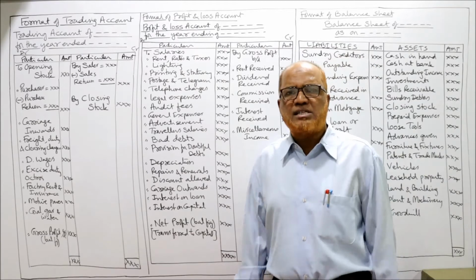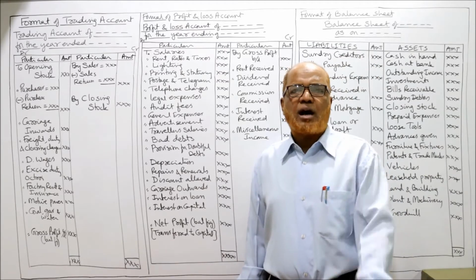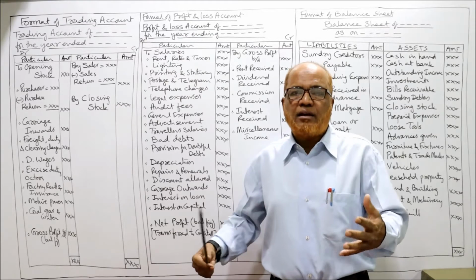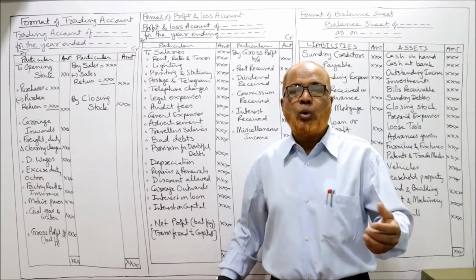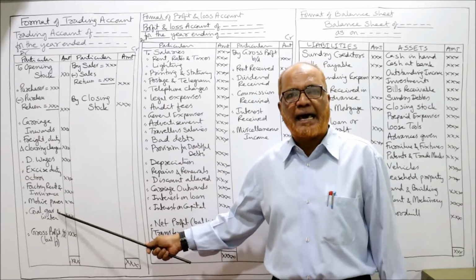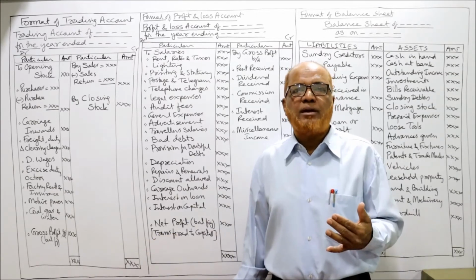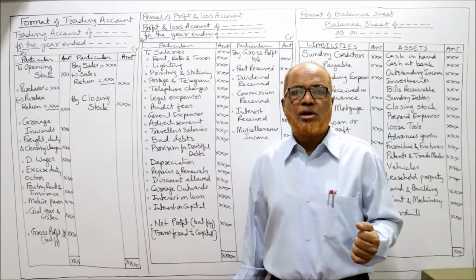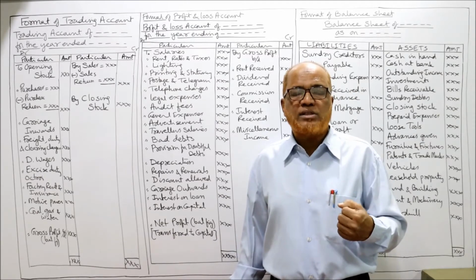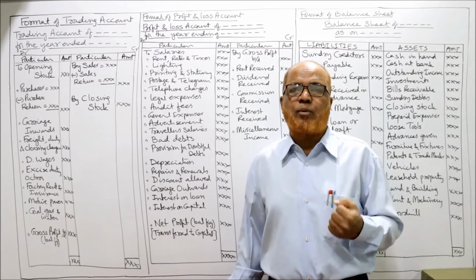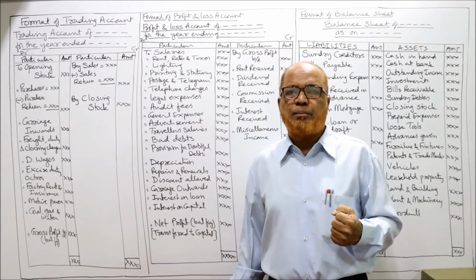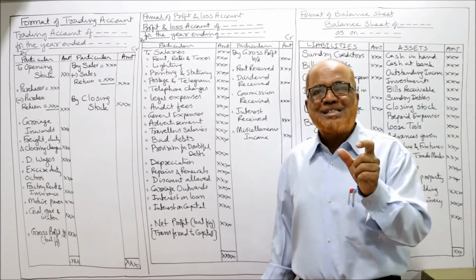Then what is the difference between wages and salaries? Wages normally are paid to workmen who are doing physical work, like the workers working in the factory. We pay wages to them. That will be treated as a direct expense. Salaries are paid to employees who are doing more mental work than physical work. They are white collar job employees. They are working in the administration department, selling and distribution department. So these are called salaries.